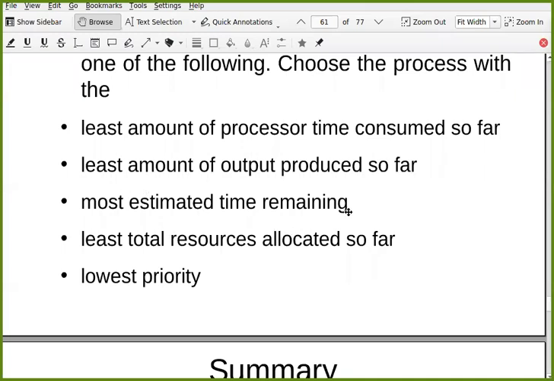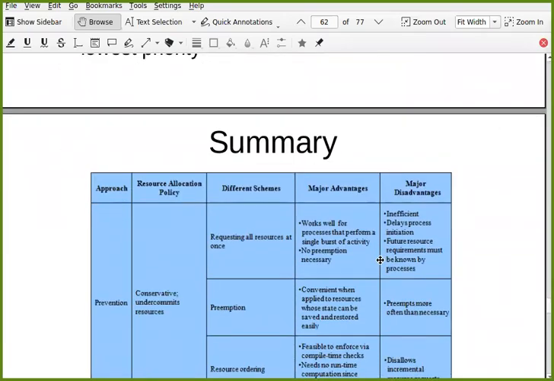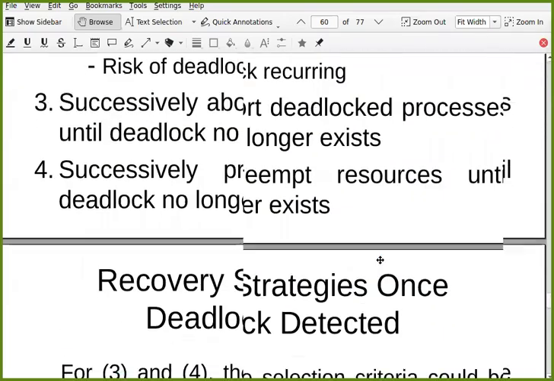Most estimated time remaining. It is the reverse of that. If this process is going to be there for a very long time, because it has so much still to do, in that case you can abort that process. Least total resources allocated so far. If you want to preempt resources from any process, then you check the process in the deadlock state which has the least resources allocated, so that you need to do less housekeeping job, or with the lowest priority. So all in all, these are the recovery strategies.